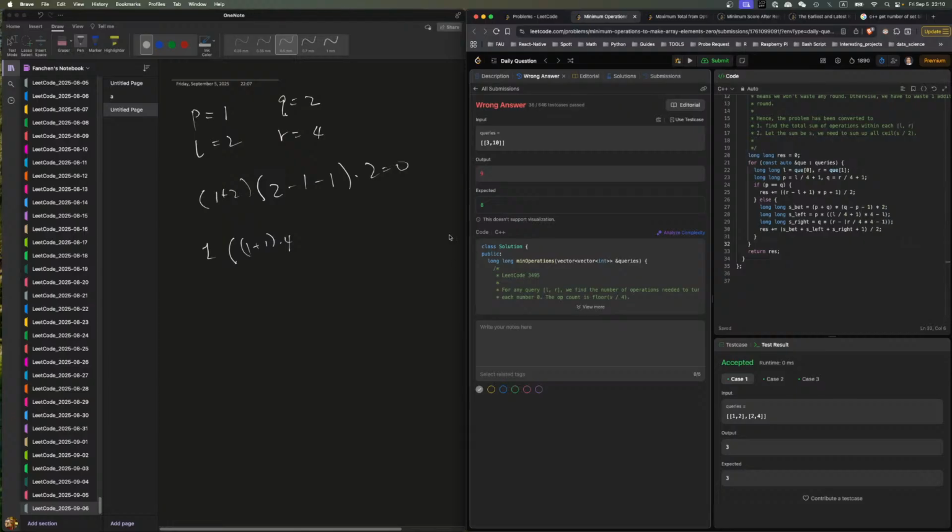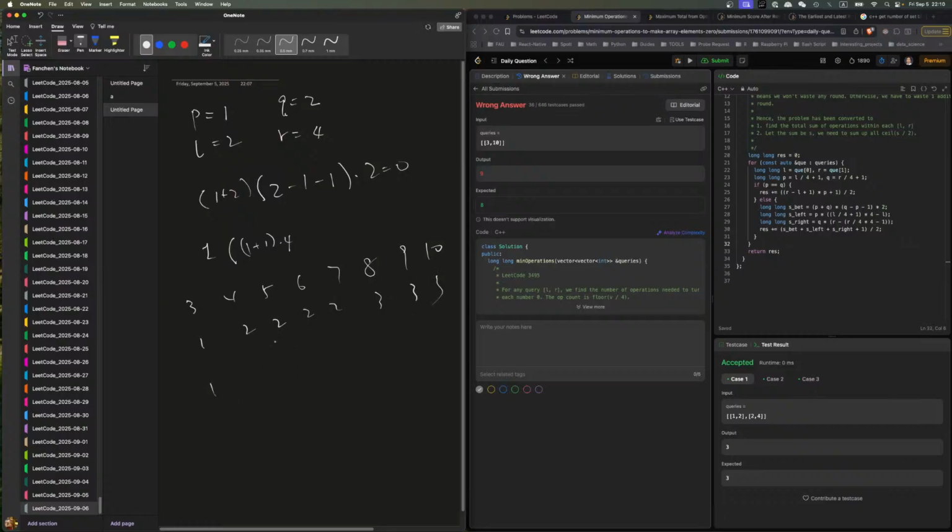It does not. Okay, 3 and 10. We actually do this, right? 3, 4, 5, 6, 7, 8, 9, 10. Divided by 4. There's 1, 2, 2, 2, 2, 3, 3, 3. So it's 1 plus 8, 9, 18. Right, 18. We'll say 18 divided by 2 should be 9.